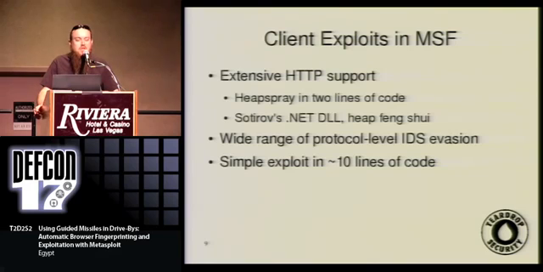Everything is in Ruby. It's a lot easier to read, and in general much better. There's also a lot of protocol level IDS evasion. So it's very easy to randomize HTML and JavaScript.